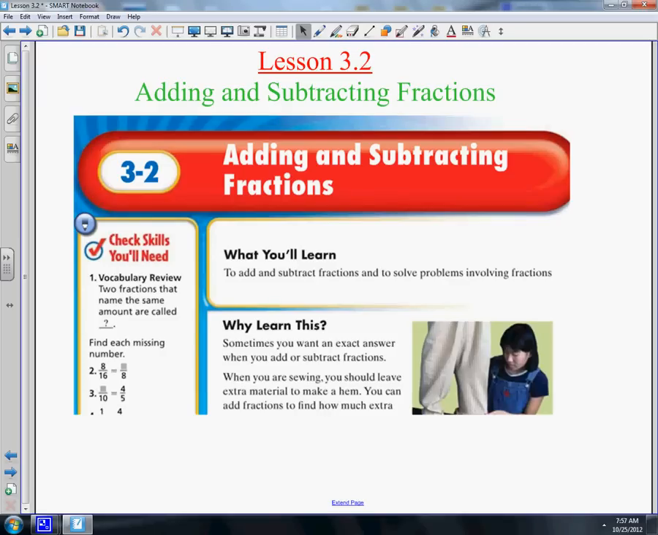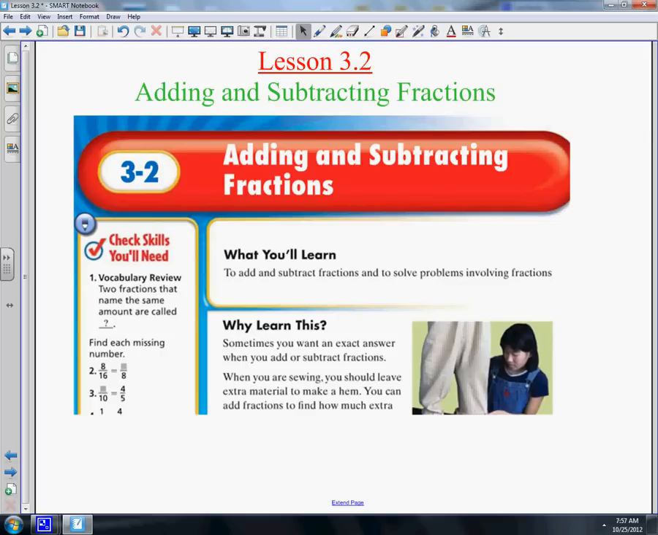It says, why learn this? Sometimes you want an exact answer when you add or subtract fractions. So in lesson 3.1, we talked about estimating. Estimating we do every day. When we go to Meijer and we buy a couple things, we estimate to see if we have enough money. But sometimes you need to know the exact answer.